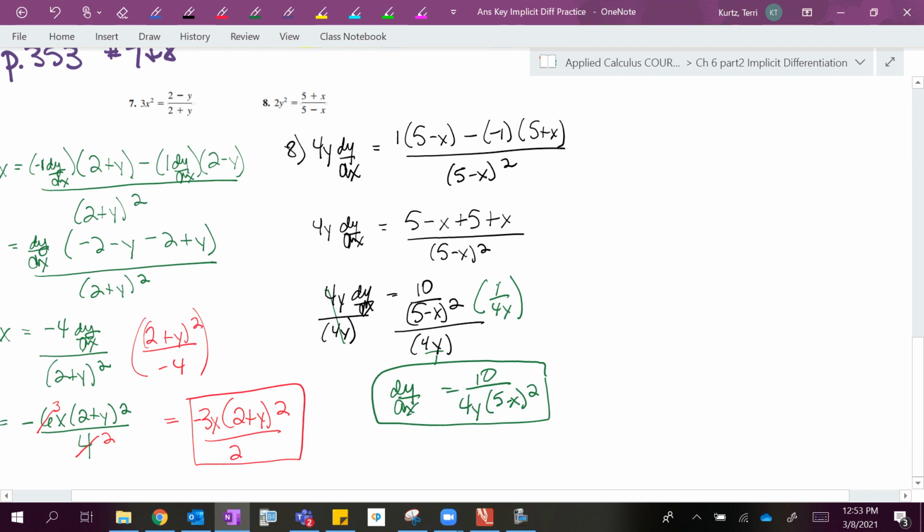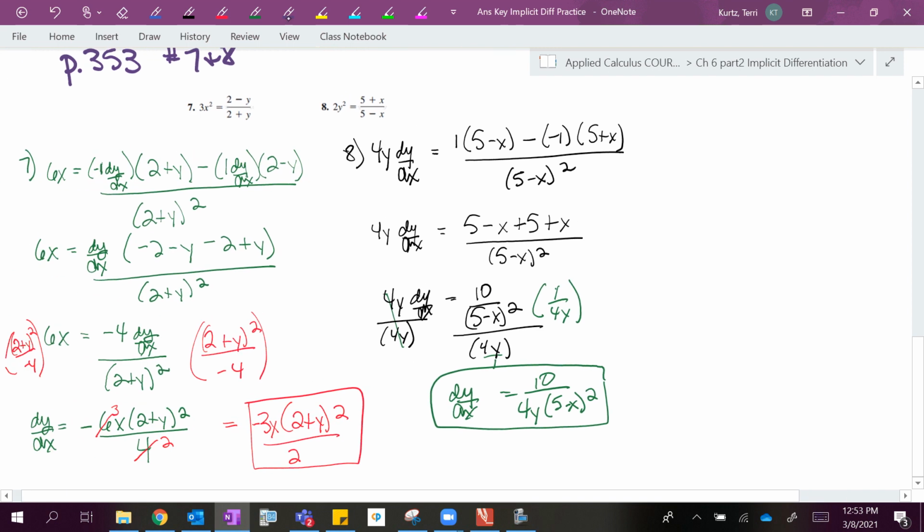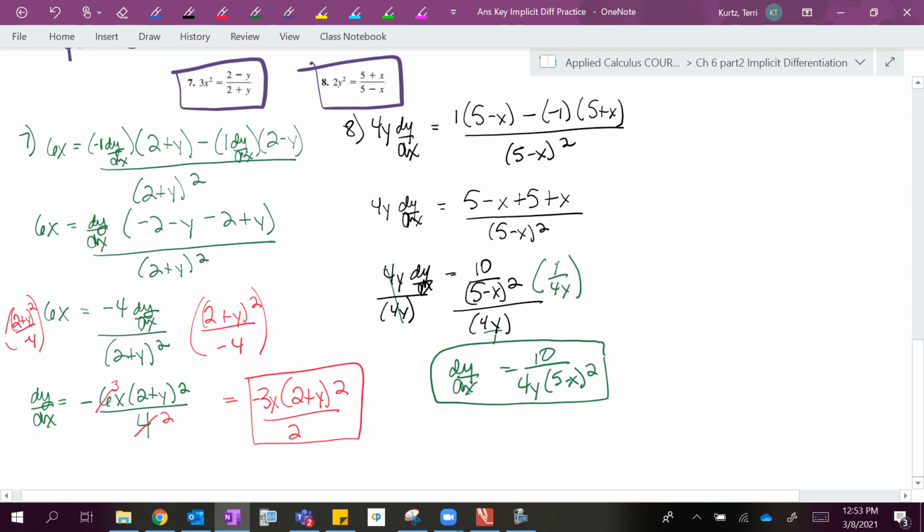The last 2 questions were just derivatives of quotient rules. Looking at this, I took the derivative of the left-hand side, just normal rules. Right-hand side, I used the quotient rule. So if you remember, the derivative of the top, or the numerator, is just going to be a negative 1 dy dx times the bottom, and then minus derivative of the bottom, which is just positive dy dx times the top, 2 minus y.